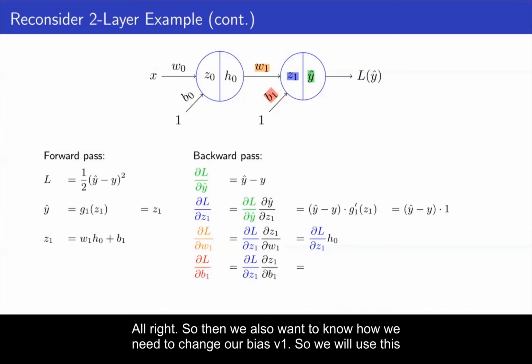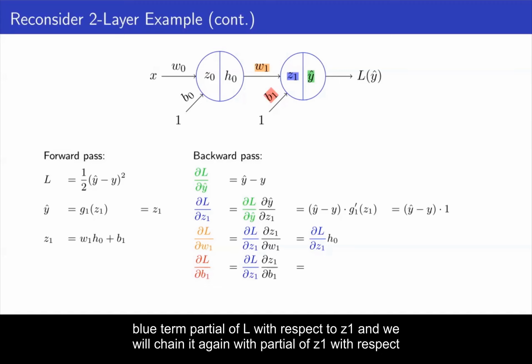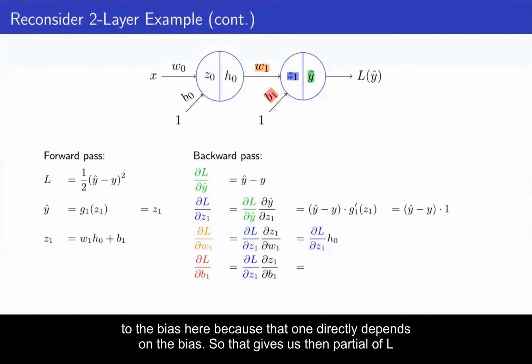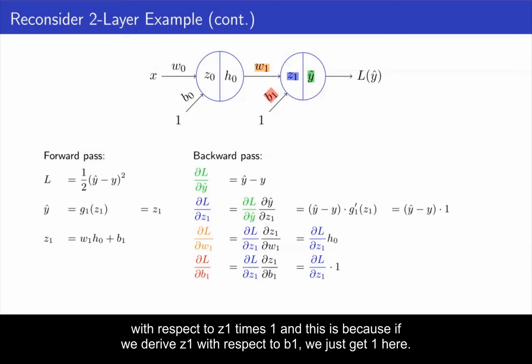All right, then we also want to know how we need to change our bias b1. We will use this blue term, the partial of L with respect to z1, and chain it again with the partial of z1 with respect to the bias, because z1 directly depends on the bias. That gives us the partial of L with respect to z1 times 1, because if we derive z1 with respect to b1, we just get 1.